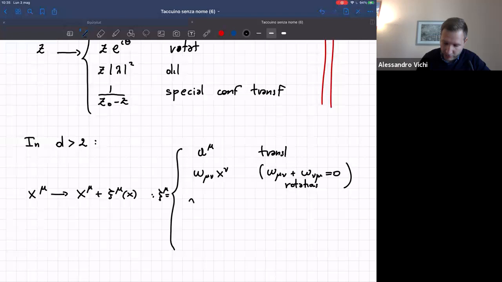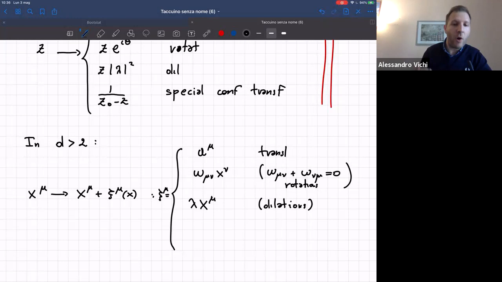Xi mu can be proportional again to x mu, but now with a trace, so a constant piece is again the dilatation or scaling transformation. And then there is the exotic one, which we get for free once we assume the vanishing of the trace of the stress tensor: the special conformal transformations, which are parameterized again by a single vector parameter, which I will call b mu. So it's twice b rho x rho x mu minus b mu x square. And these are special conformal transformations.